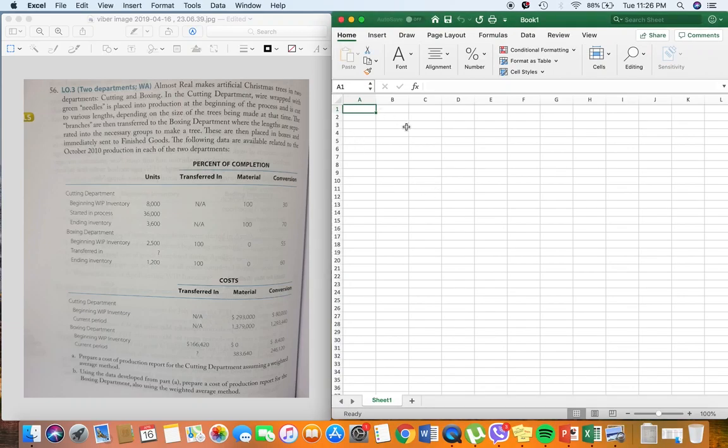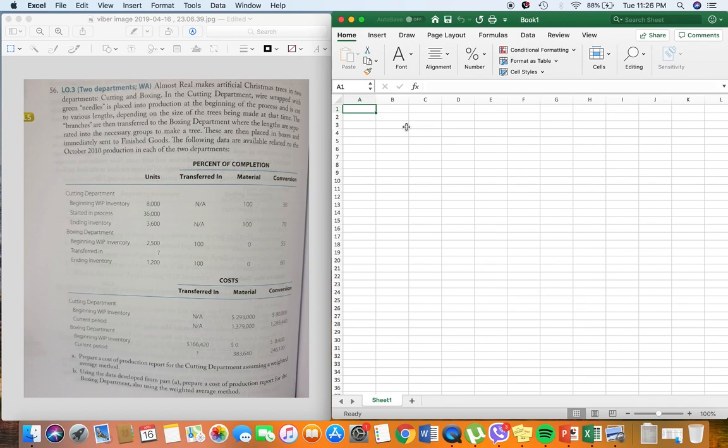Hello, so for today, we will be discussing process costing in a multi-department setting. Process costing in a multi-department setting is no different from the one that we've discussed, except that when it comes to the subsequent departments, aside from the materials and the conversion cost, we will also account for the transferred in cost from the previous department.